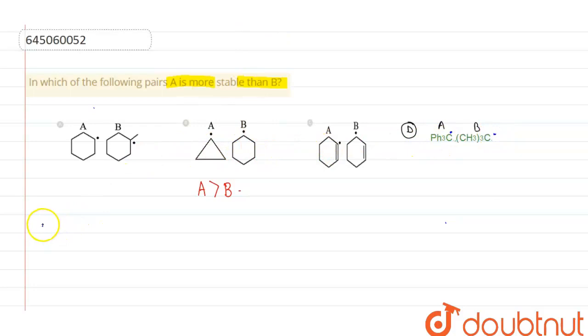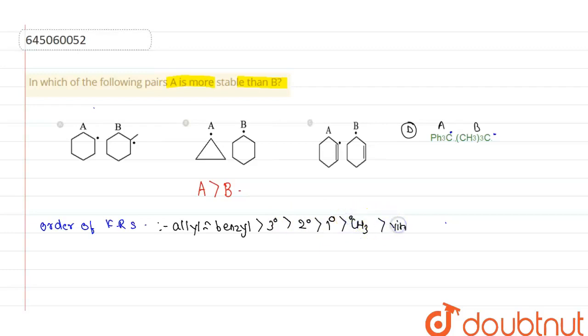So the order of free radical stability is allyl radical, benzyl radical, tertiary free radical, secondary free radical, which is more stable than primary, which is more stable than methyl radical, which is more stable than vinyl, and this is phenyl radical. So this is the stability order of free radicals.